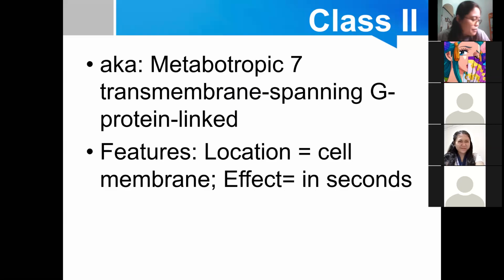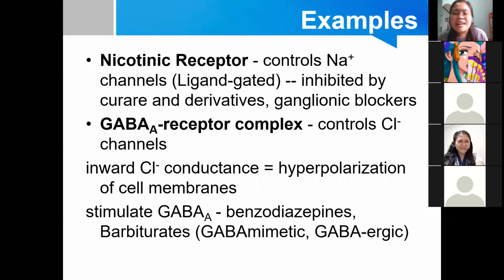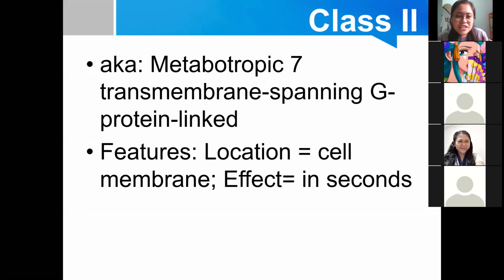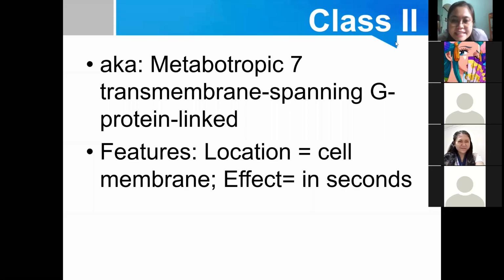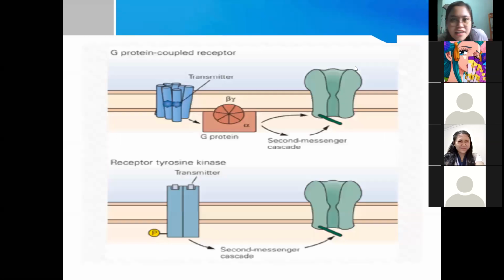Okay, so before we take a break, let's discuss class 2. Class 2 is also known as metabotropic 7 transmembrane spanning G protein-linked. Let's just call it class 2 because the name is long, and let's call the other one class 1. The features of this: it is still located in the cell membrane. However, its effect is slower. Again, the difference is the effect is in seconds. Class 1 is faster, since it acts in milliseconds, while this one acts in seconds.